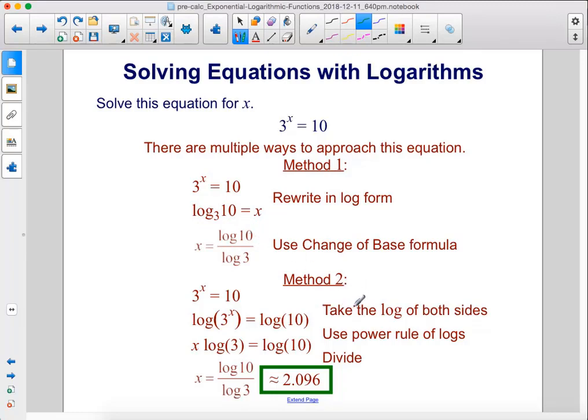Method 2 says to take the log of both sides. Use the power rule of logs, so this exponent, the x, moves out front. We have x times log 3 equals log 10, and then we divide both sides by log 3, and we get the same thing we got up here, which we can use the calculator for and solve. It's about equal to 2.096.